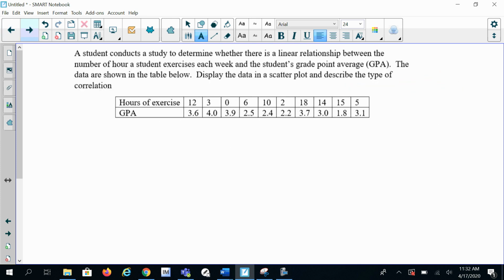Okay, so it says the student conducts a study to determine whether there is a linear relationship between the number of hours a student exercises each week and the student's grade point average, GPA. The data are shown in the table below. Display the data in a scatter plot and describe the type of correlation. We're going to do more in a describe and actually calculate. So same thing here. We make a scatter plot of the data.